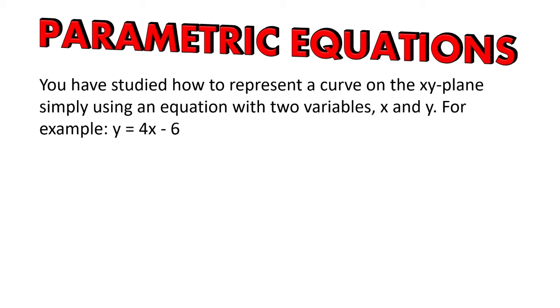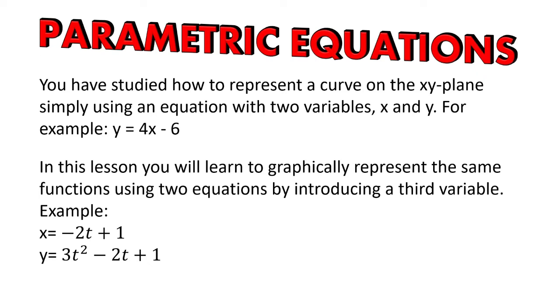But what happens when I use parametric equations? In this lesson, you will learn to graphically represent the same functions using two equations, but introducing a third variable. For example, x equals negative 2t plus 1, and y equals 3t squared minus 2t plus 1. Now, in this situation, I have two equations to represent the curve corresponding to the values x and y. I'm going to show you now how to use Desmos software to represent this function.